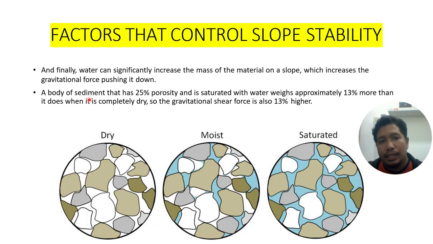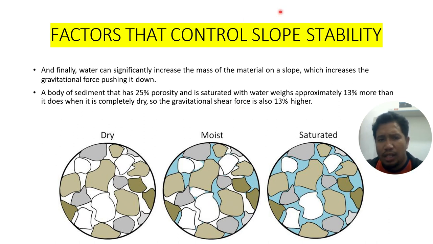And finally, water significantly increases the mass of the materials on a slope, which increases the gravitational force pushing it down. This is because water is much denser than air, so a saturated sediment will weigh more than a dry sediment. The increase in mass due to water can have a significant impact on the stability of a slope. For example, a sediment that has 25% porosity and is saturated with water weighs approximately 13% more than it does when it is completely dry. So the gravitational shear force is also 30% higher. This means that the slope is more likely to fail if it is saturated with water.